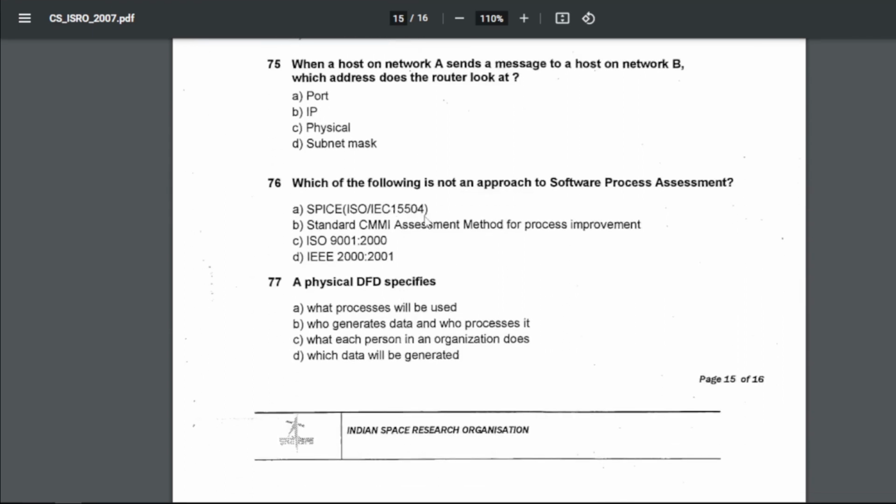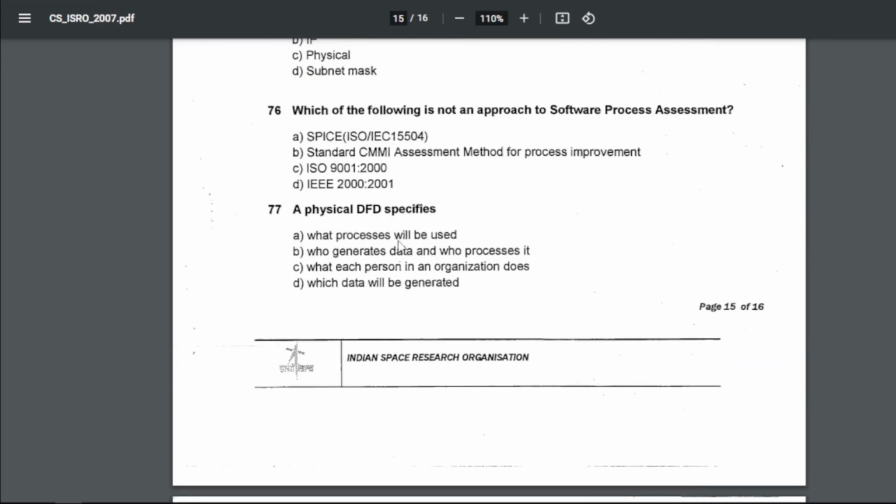Question 76: which of the following is not an approach to software process assessment? The one that is not a software process assessment approach is D, that is IEEE 2000 and 2001. Process assessment leads to process capability determination and process improvement. Process capability determination is an organized assessment which analyzes the software processes in an organization. So here D will be our answer. This is not an approach of software process assessment.